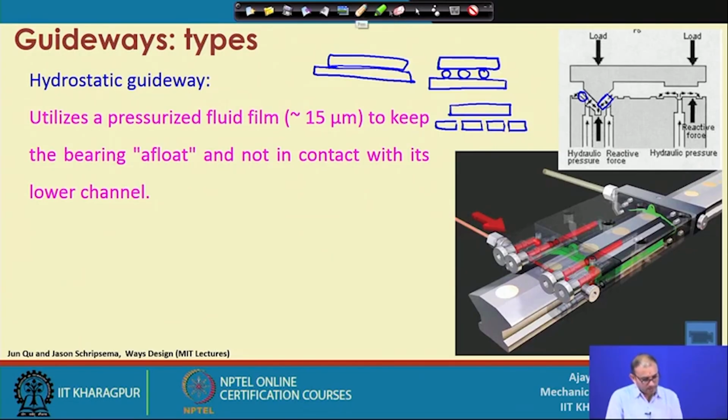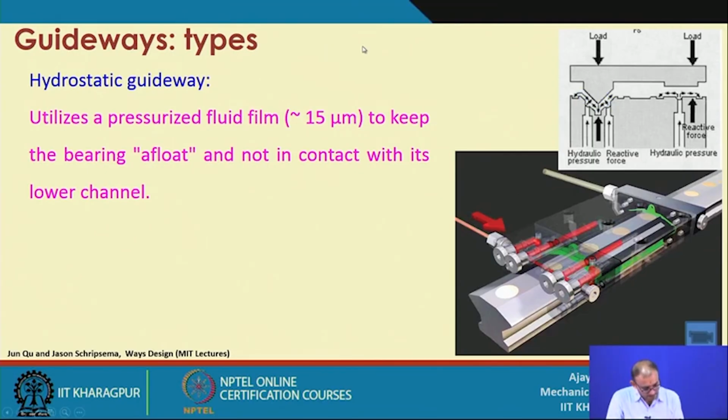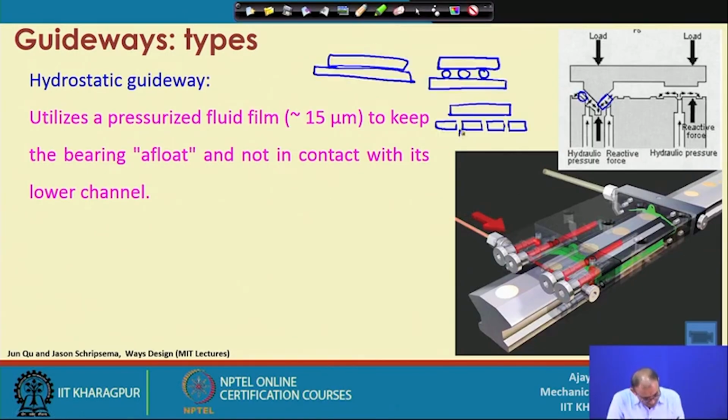And what is happening here is that some liquid is coming in and creating a film. So, this is called a liquid film. Now, consider all these three situations.